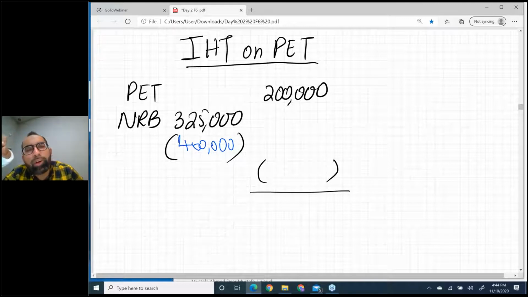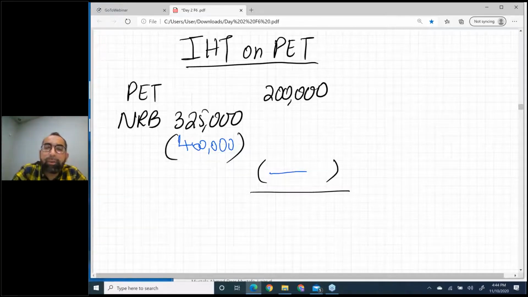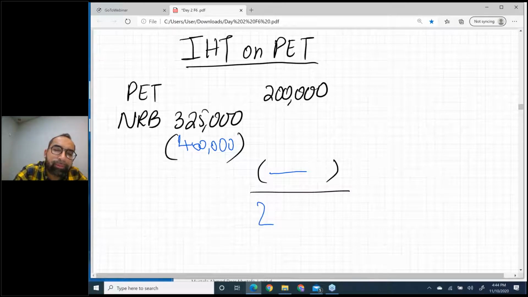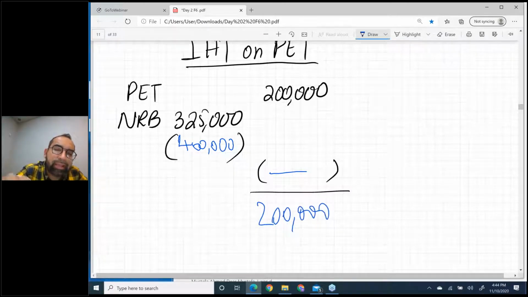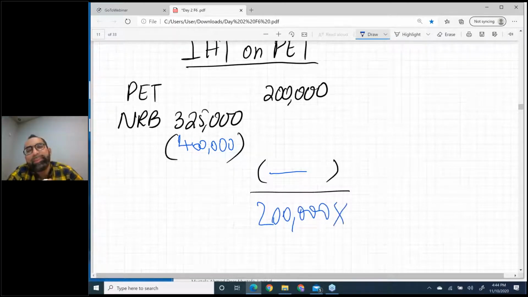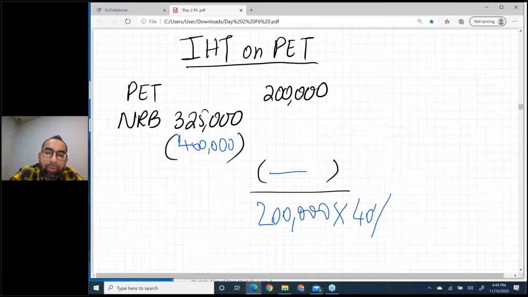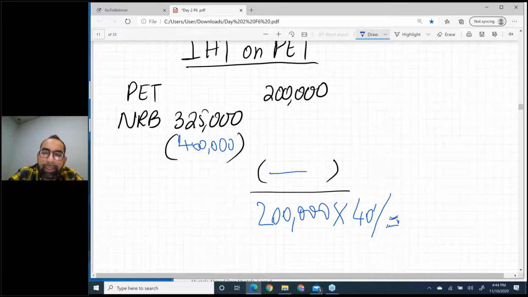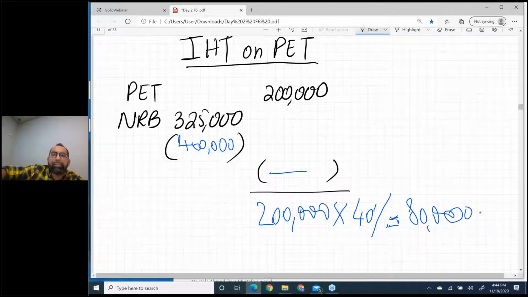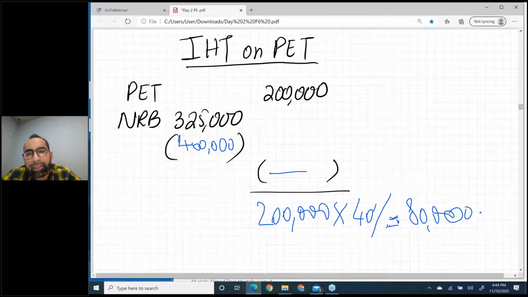That was 4 lakh. Just deduct the value of that gift after annual exemption. It was 4 lakh. So obviously, if you deduct 4 lakh from 325,000, nothing will be left. So it's zero. So the complete 200,000 is your chargeable amount. Okay, and my dear students, what's the rate of death tax? It's simply 40%. So 200,000 times 40% gives you 80,000.